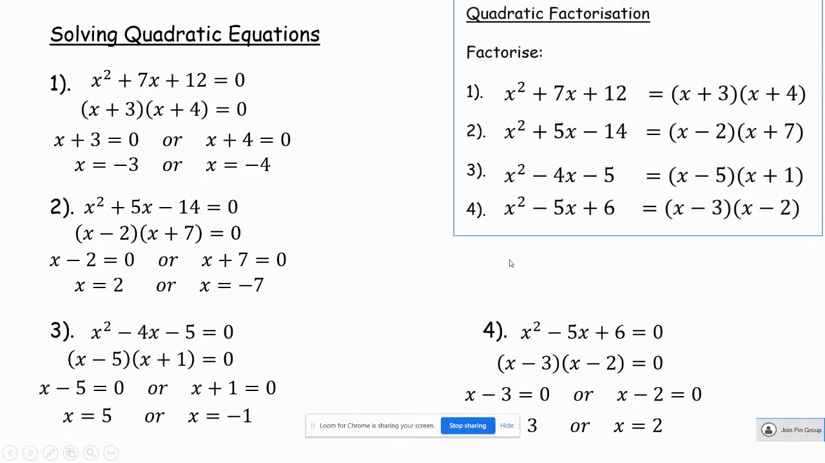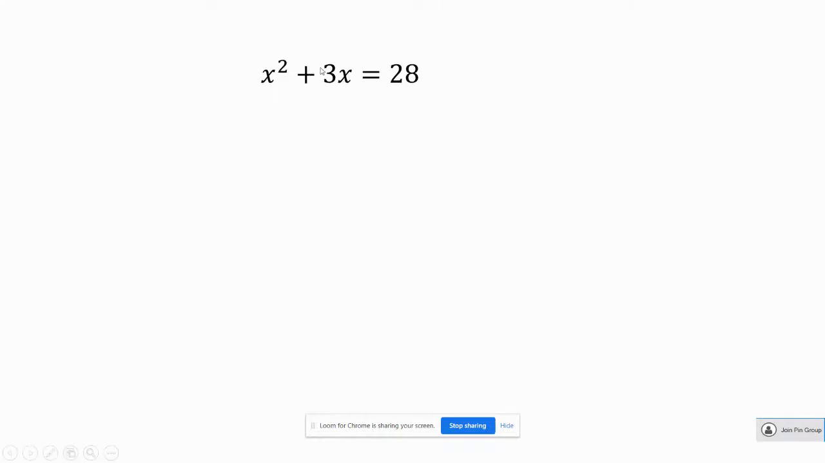Okay, so there's one slight thing they could do differently, and they do in the exercise, and that is starting with something where it's not equal to 0. But luckily it's just one extra step. So if we look at this question, x squared plus 3x equals 28. It doesn't equal 0 anymore. So what have we got to do? What we've got to do is change it so that it does equal 0.